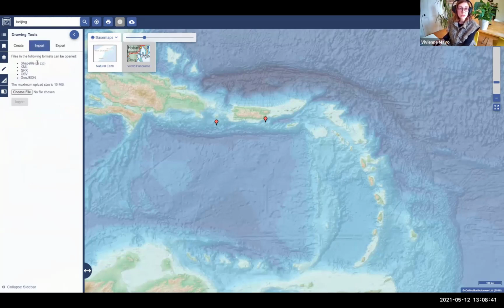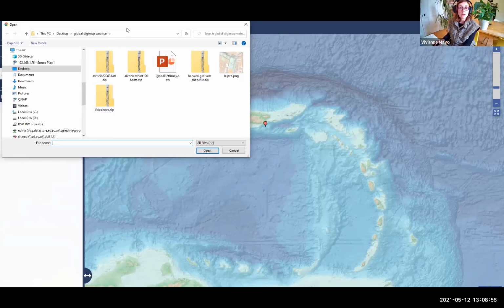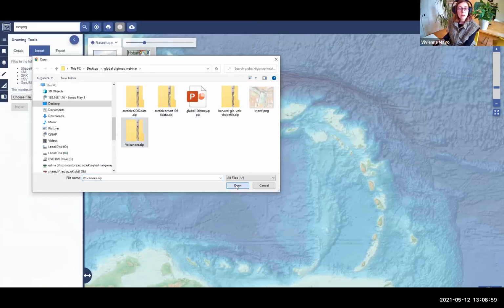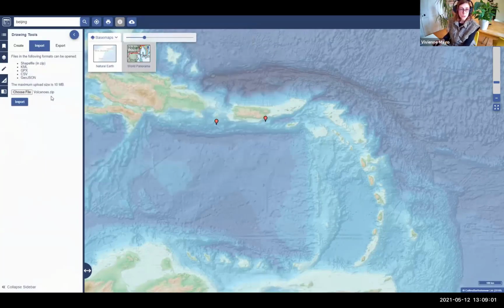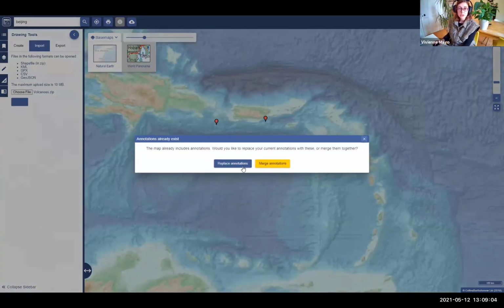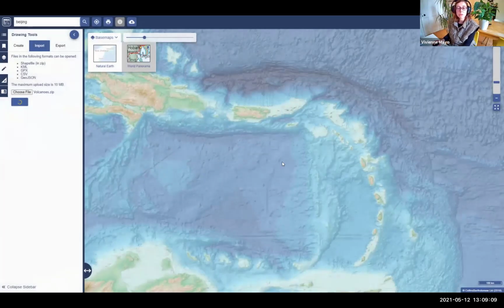But there is an import tab as well. If you have any geospatially referenced data, whether it be in a shapefile, Google Earth, GPX tracks, even in a spreadsheet, you can import those into the Roam service. I'm going to choose file, and my colleague gave me a shapefile of global volcanoes earlier. It's uploaded my zip file, and I just say import, and I'm going to say replace annotations because I'm not interested in those markers particularly. Once this is uploaded, it'll upload a point for each of the volcanoes in this file.